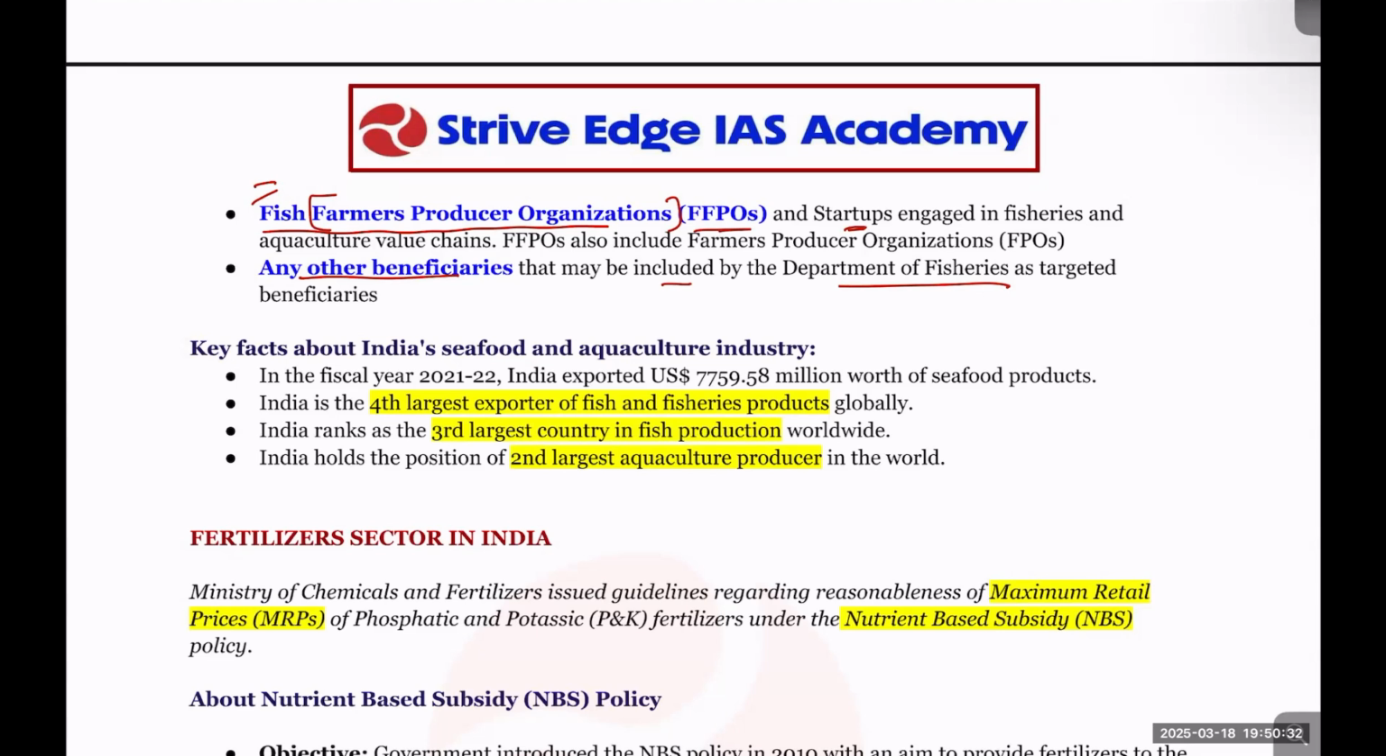Now, some of the facts that you should remember for your prelims is India's seafood and aquaculture industry. In the fiscal year 2021-22, India exported approximately 7,760 million worth of sea products. India is the fourth largest exporter of fish and fish products. If you only consider fish production, then India is the third largest country throughout the world. Okay, and within that, if you only consider aquaculture production, then India is the second largest. These are some of the targets that you should remember.